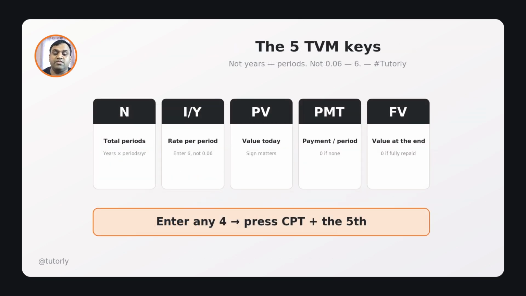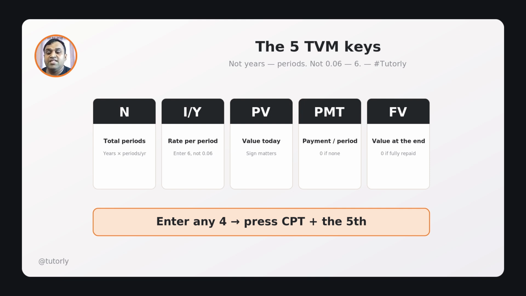Now the 5 keys, the whole row across the top. N is the total number of periods, not years, periods. 5 years of monthly payments is 60. So if it says 5 years, your N would be 5 times 12, 60. The period is not the same as the number of years.